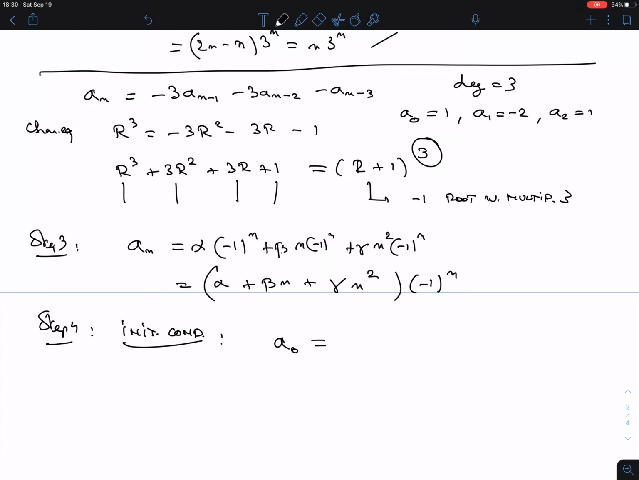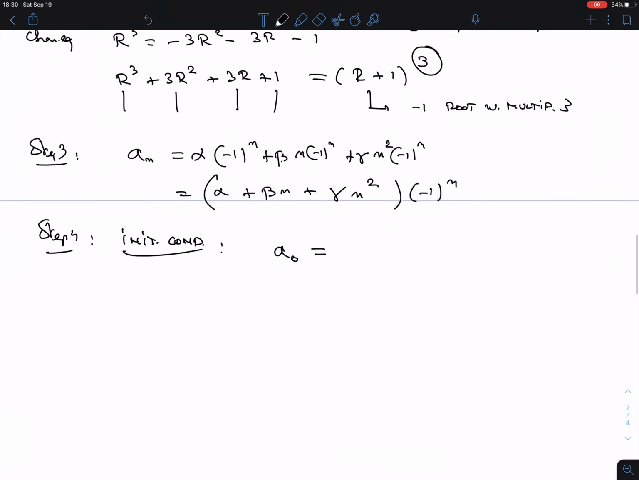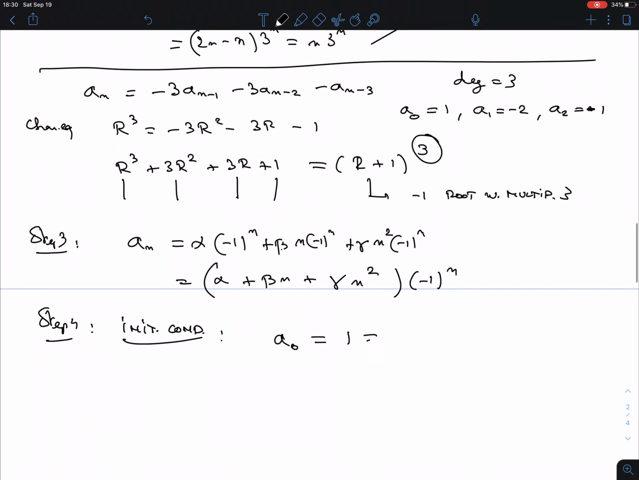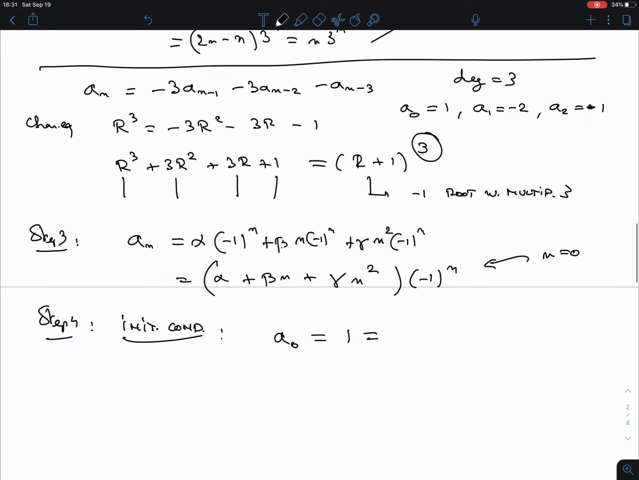I could take different numbers. I just don't want to take arbitrary numbers because then I get fractions, and I don't want to scare you off any more than I'm scaring you off now. All right, so A0 was 1, and that means that I'm plugging in n equals 0 in this equation. That's nice because everything goes, that's just an alpha. So I already know what alpha is.